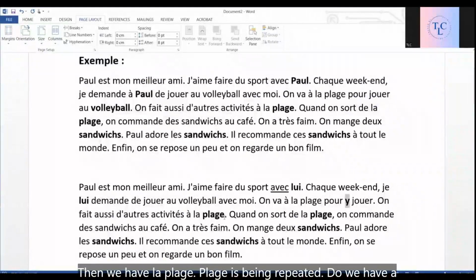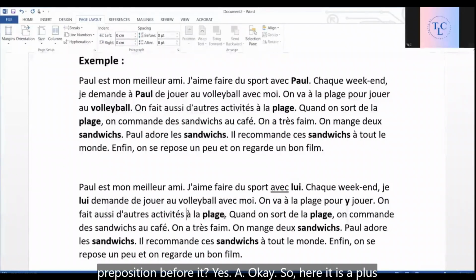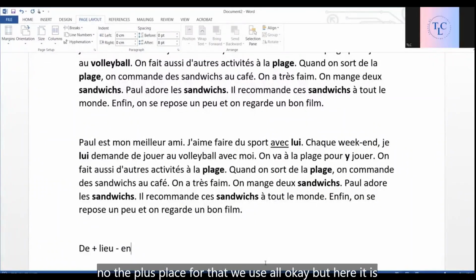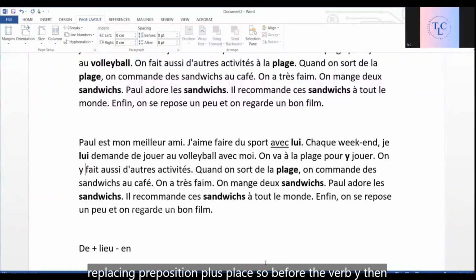Okay. Then we have la plage. Plage is being repeated. Do we have a preposition before it? Yes. À. Okay, so here it is à plus place. Okay, if it is à plus place, we use y because it's preposition plus place. Okay, but if it is de, there's also a preposition, but in case of de we don't use y. De plus place, no. De plus place, for that we use en. Okay, but here it is not de, it's another preposition. Okay, it is a preposition plus a place. So for that we use y. Okay, the first use of y is replacing preposition plus place. So before the verb y.